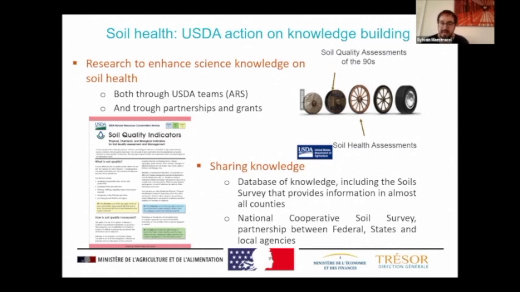Second is sharing the knowledge. The idea of USDA is to have a database that includes the soil surveys that provide information in almost all counties in the world. The idea of the soil survey is clarifying the different soil types and all the soil properties in a given area, to give everybody, inter alia farmers and ranchers, information to help them know how they can use it and determine whether a particular soil type is suited for crop or livestock and what type of management might be required.